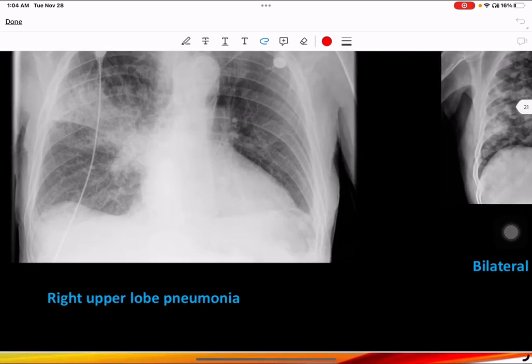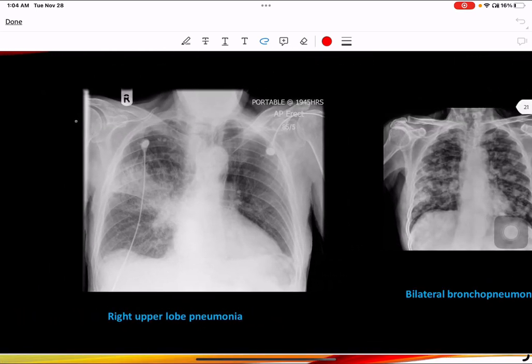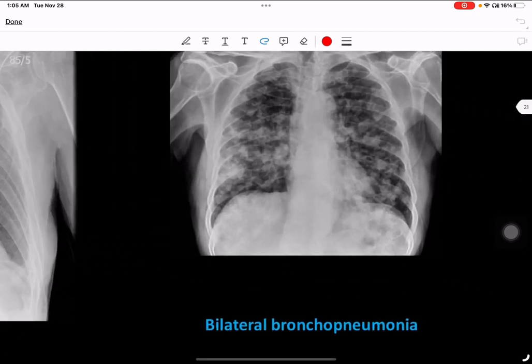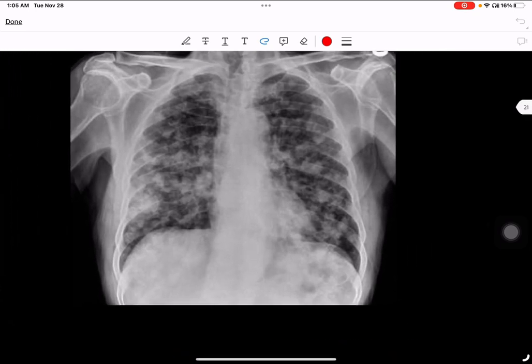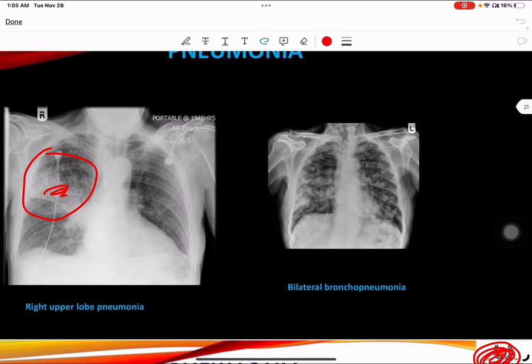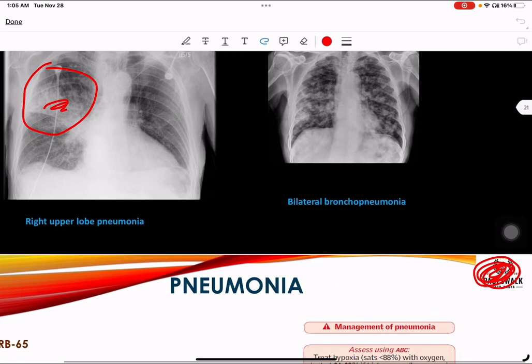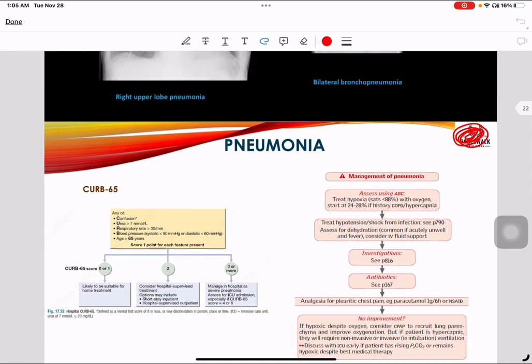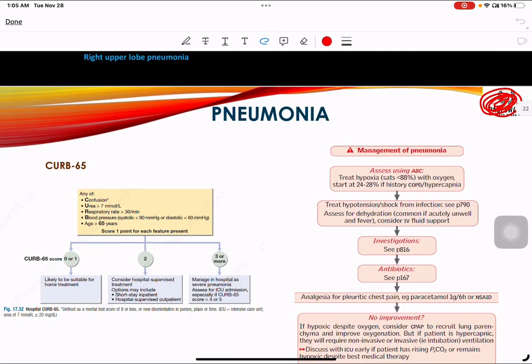So here we can see there is a right upper lobe consolidation, where we can get air bronchogram, and this is a bilateral bronchopneumonia. Both lung fields are hazy, and there are patchy opacities on both lung fields. So this is bronchopneumonia, not just consolidation. This is bronchopneumonia. So pneumonia.